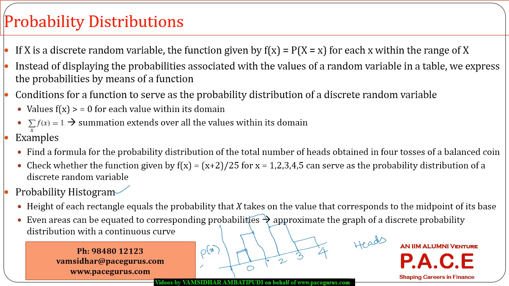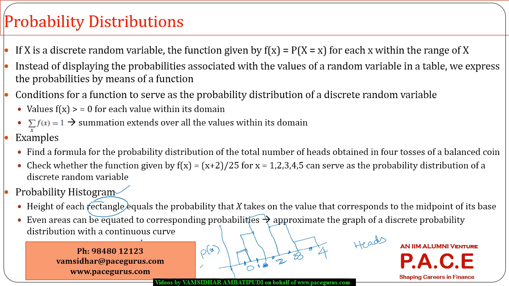So this kind of graph that we are creating, where we are taking the different values of the random variable and the corresponding probabilities on the y-axis, is called a probability histogram. Here each of the heights is equal to the probability, and generally we take the value as the midpoint. So this is 2, this is 3, and this one is 4. So the graph is plotted more in this way.